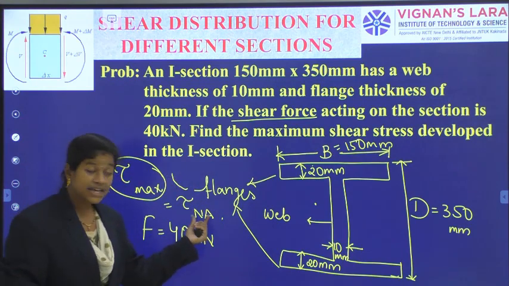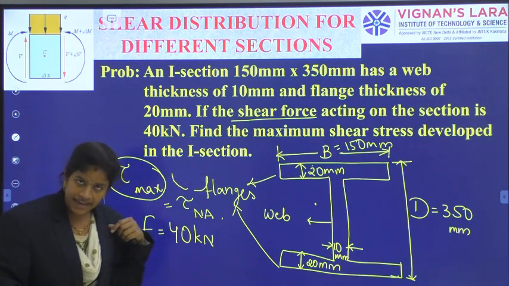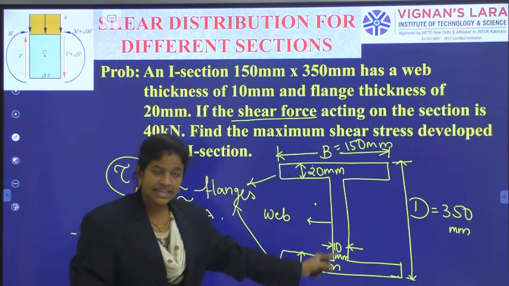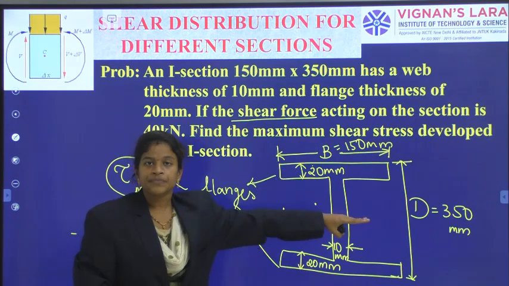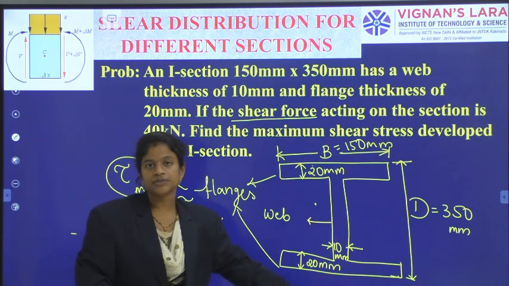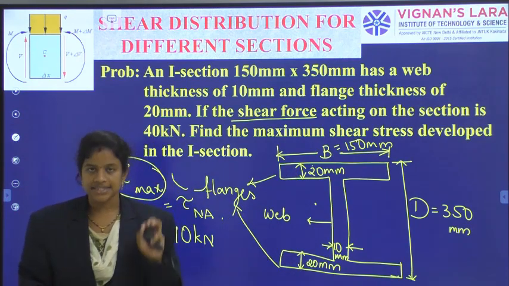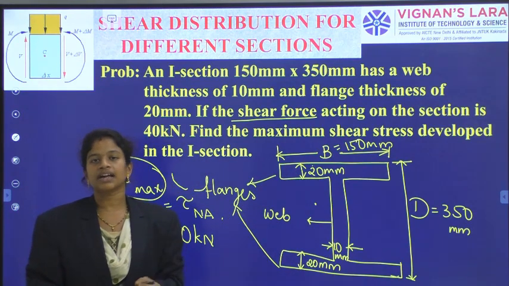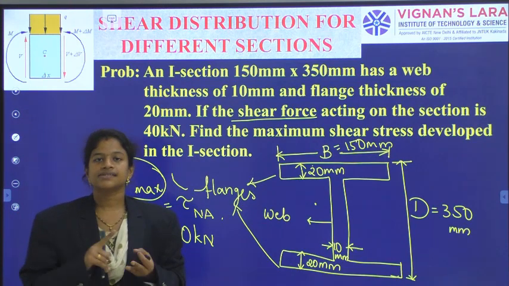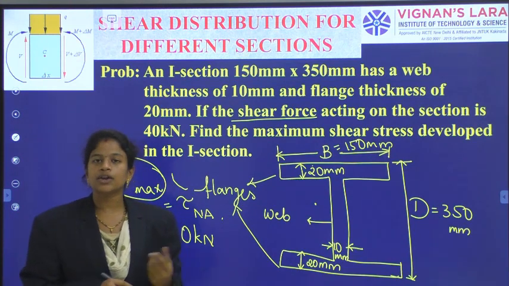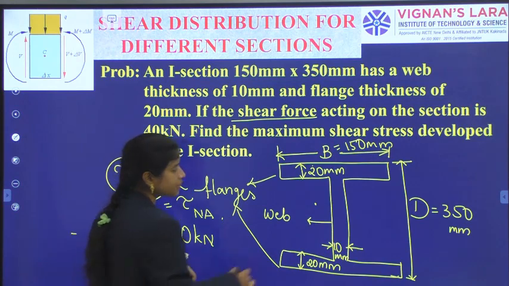Now, where is the location of the neutral axis? As I already know, this I section is symmetrical with respect to horizontal and with respect to vertical. So this is a purely symmetrical I section. For symmetrical sections like I sections, rectangles, circles, squares, what is the location of the neutral axis?